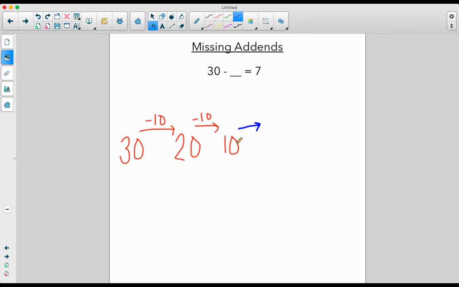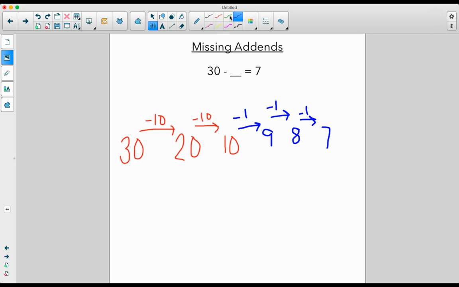So what we tell the kids to do instead is to say, okay, I'm at 10. If I took away 10, it would bring me to 0. That's too many. So let's take away 1, and that would bring me to 9. Let's take away another 1, and that would bring me to 8. And let's take away another 1, that would bring me to 7.